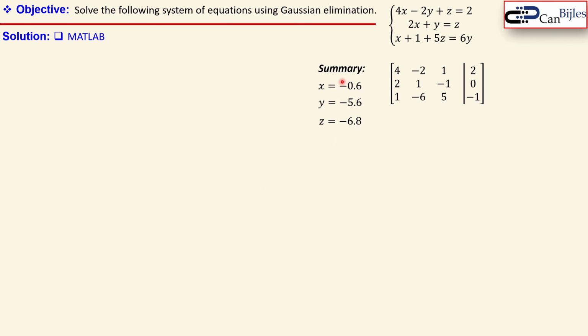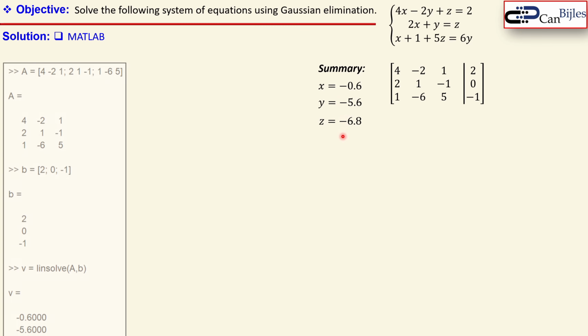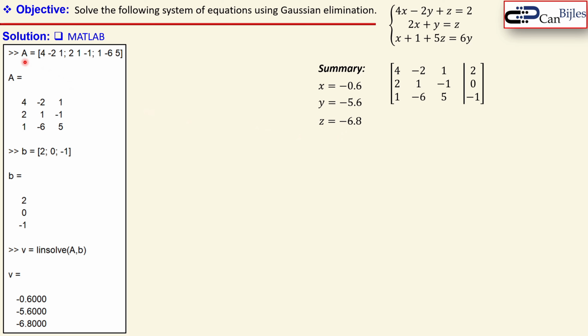So this is again our summary. These are the results for the x, y, and z. And in MATLAB you can produce that matrix, what we have here. This is the matrix, I call this A, by using this command in the command window. So you can here create a matrix with 4, minus 2, 1, 2, 1, minus 1. You see that actually here, this is the matrix, and then you see also here 1, minus 6, and 5. So this part only is shown here. And the B is the vector, which is then 2, 0, minus 1.